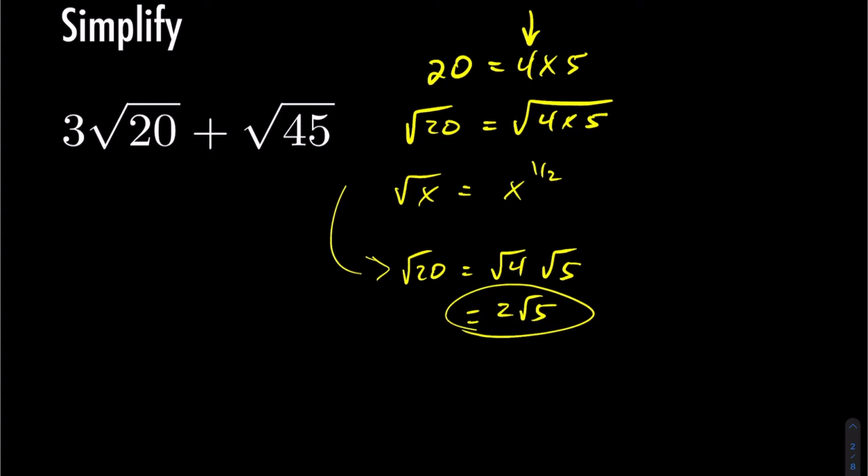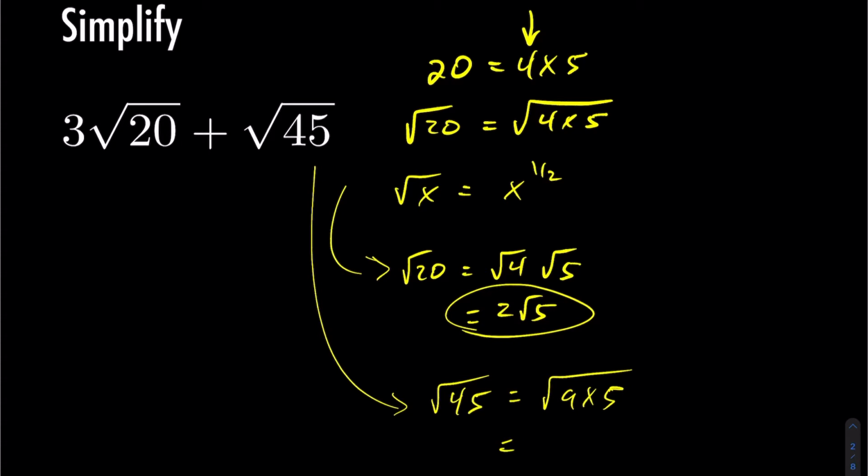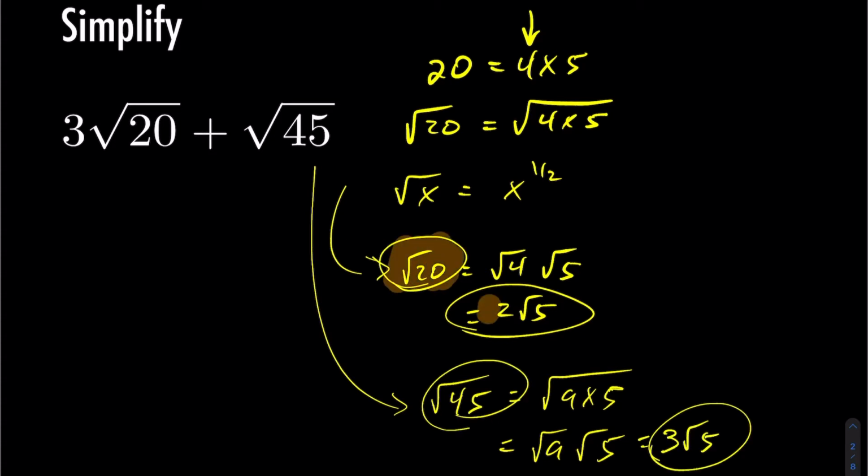Similarly, we can do the same thing for the root of 45. The root of 45 is going to break up into the root of 9 times 5. And again, 9 is a perfect square, so that'll break up into the root of 9 times the root of 5, which will be 3 root 5. So now we have the root of 20 can be expressed as 2 root 5, and the root of 45 can be expressed as 3 root 5. I can now sub this into our equations, giving us the following.